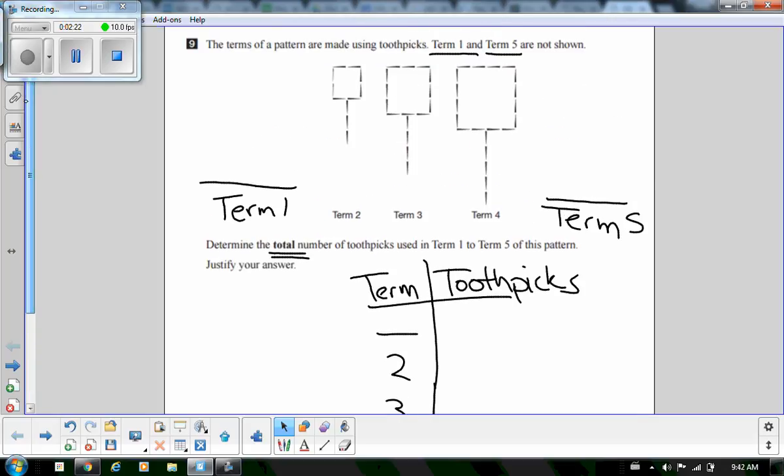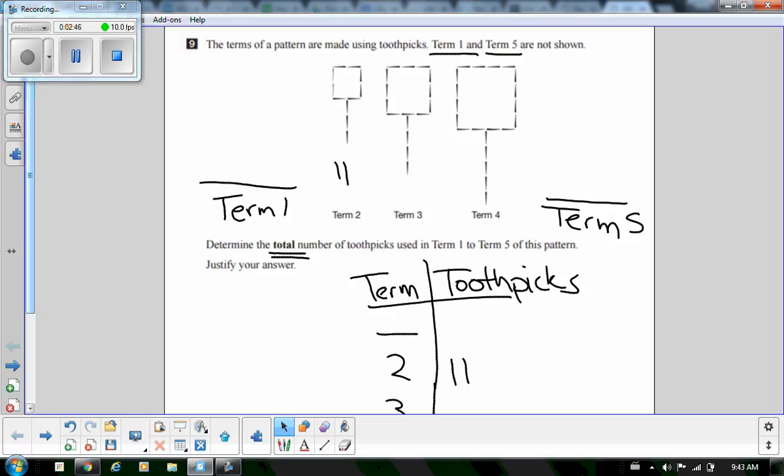He looks. Term 2. We see the toothpicks. He counts. 1, 2, 3, 4, 5, 6, 7, 8, 9, 10, 11. He's not sure. He recounts just to make sure. 11 again. Double checks 11. He's got it. He goes to the next one. Term 3. He writes it down for term 2.